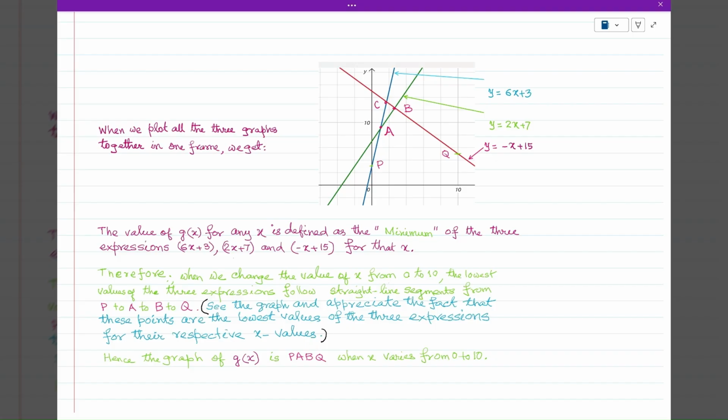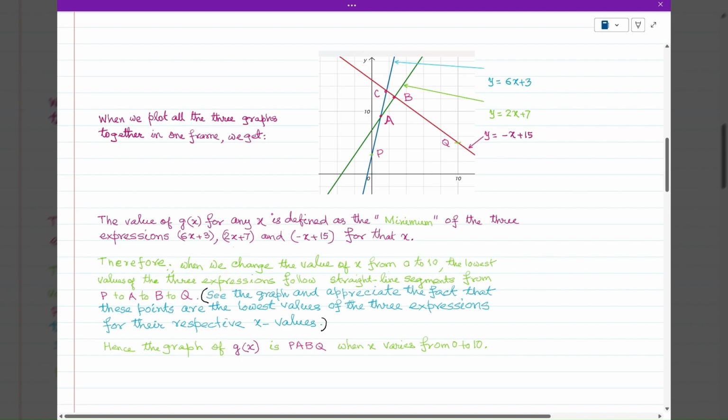Similarly, when x is equal to 10, we get this vertical line. There the lowest position amongst the three expressions is here, because other points are occurring far above. So, the path that g(x) takes is like this, from here to here, then from here to here, and from here to here. So this is what we should appreciate by looking at this graph.